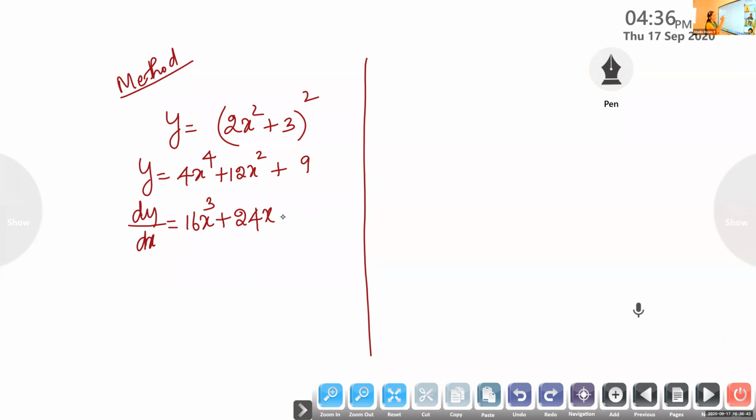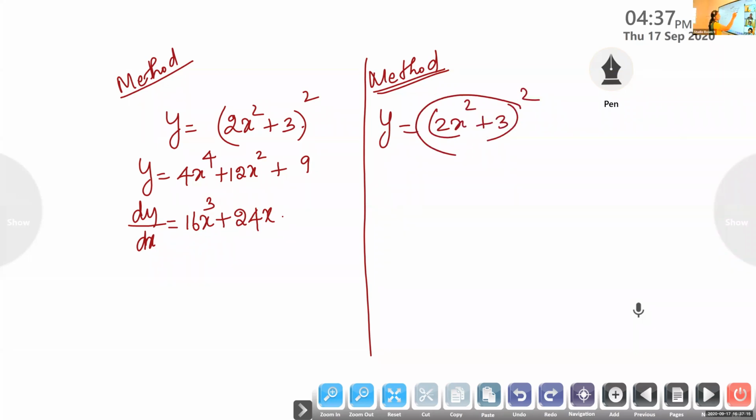Listen children, this is the second method. How to do this? Which are all the functions you have? It is (2x square plus 3) the whole square, so it takes the form x square. What is the derivative of x square? 2x. So in the place of x, what we have is 2x square plus 3. y is equal to (2x square plus 3) the whole square. This is a single function; you take this as one function.